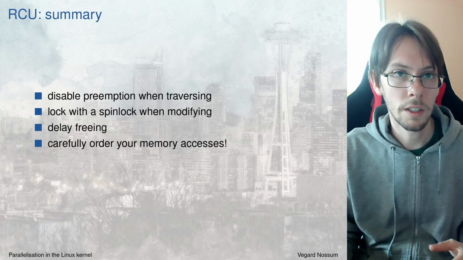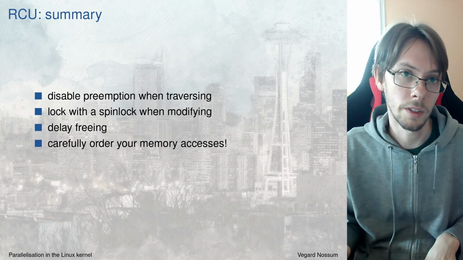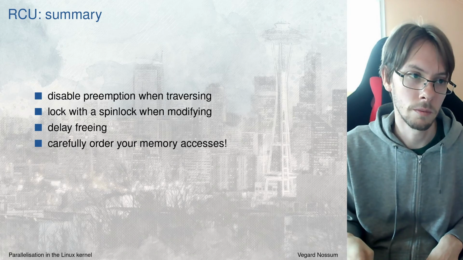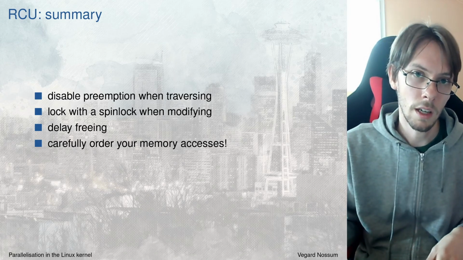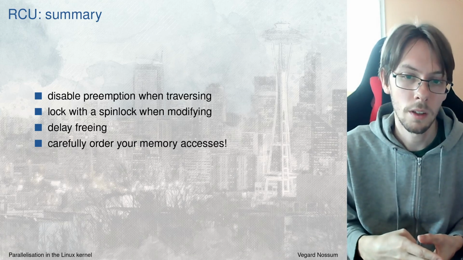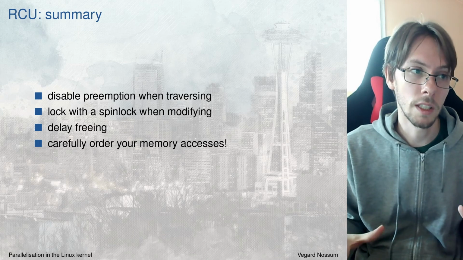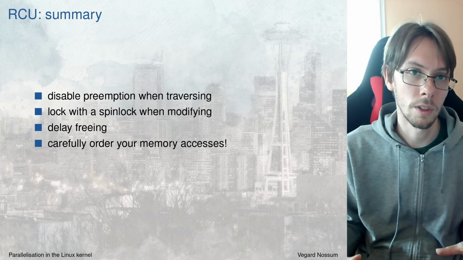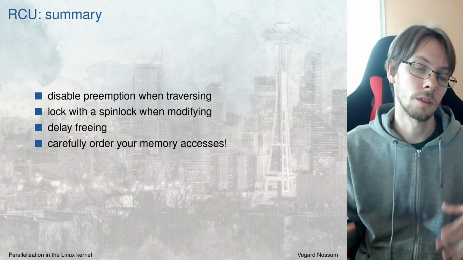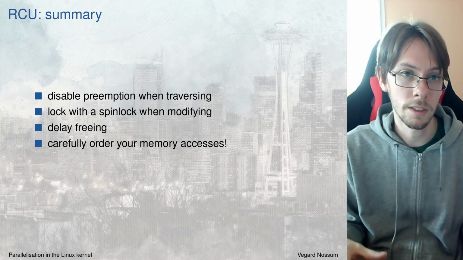So for RCU linked lists, you need to disable preemption when traversing it. You need to lock the list with a spinlock during modification, and you need to delay freeing using the RCU API. And of course, the RCU list implementation itself needs to be really careful about reading and writing pointers atomically and ordering memory accesses so that you don't, for example, expose an uninitialized element before you add it to the list.